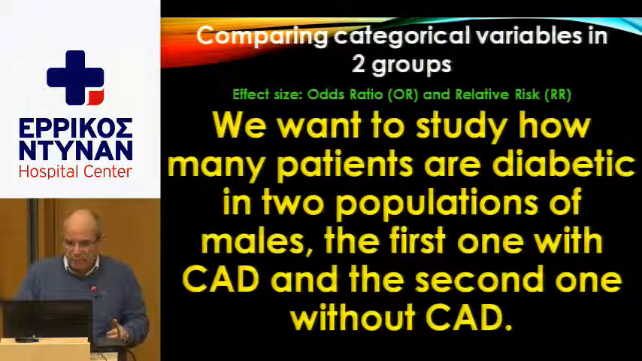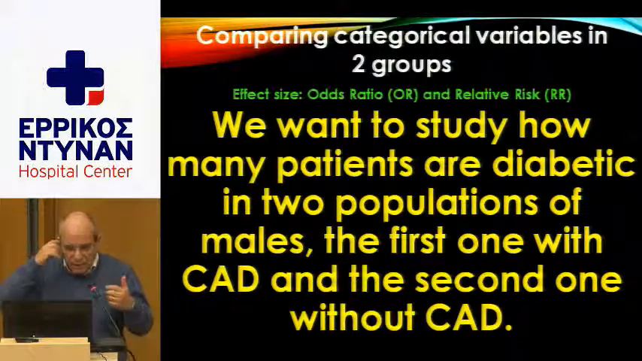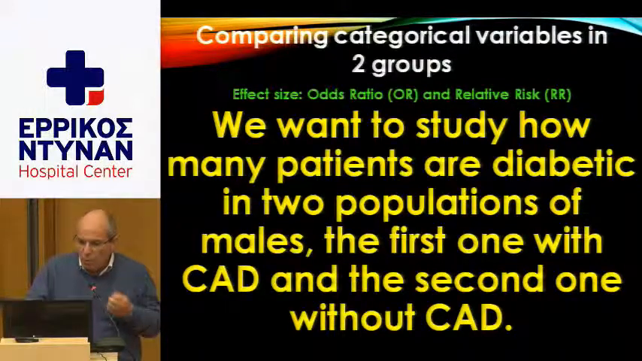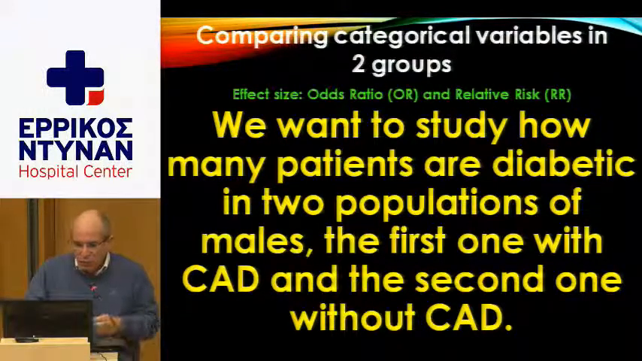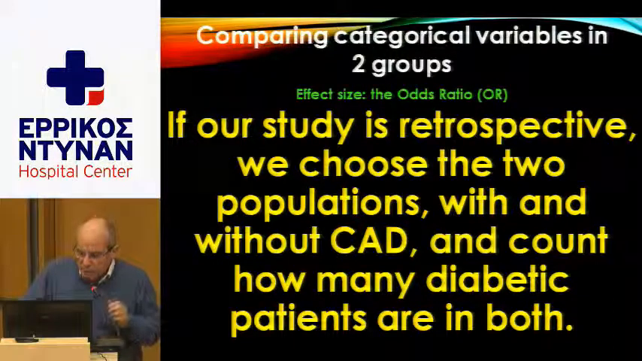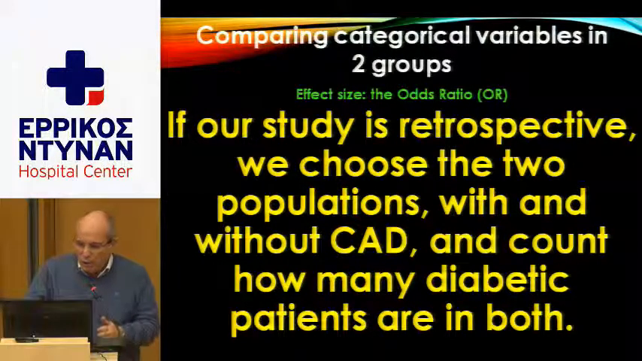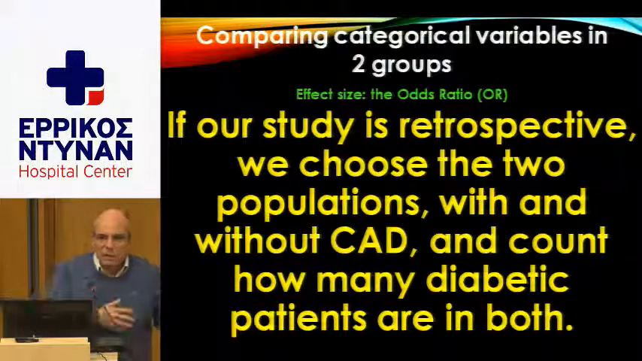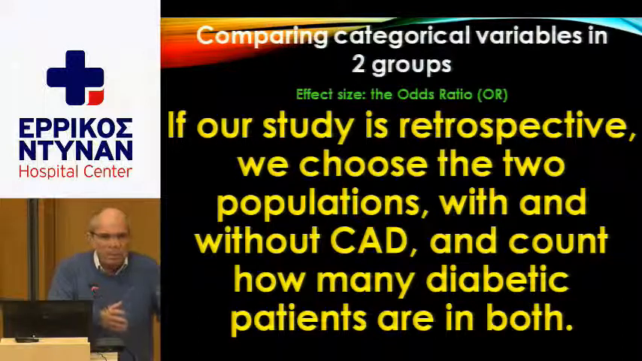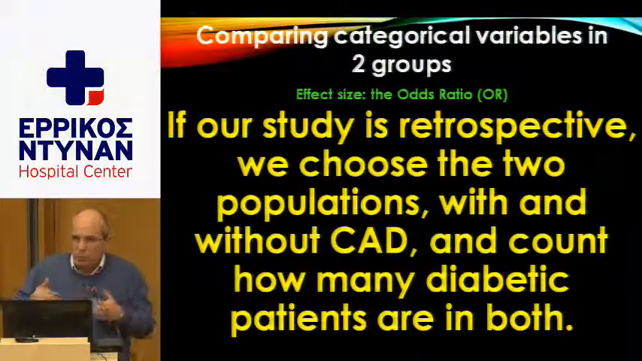You do not choose before the patient arrives the way you analyze the patients themselves. For instance, we want to study how many patients are diabetic in two populations of males. The first one with coronary disease and the second one without coronary disease. If your study is retrospective, we choose the two populations, with and without coronary disease, and count how many diabetic patients are in both. So you decide the patients in the last year, the patients that are in the hospital in the emergency, the patients that are in medicine, depending on which kind of patient you choose.